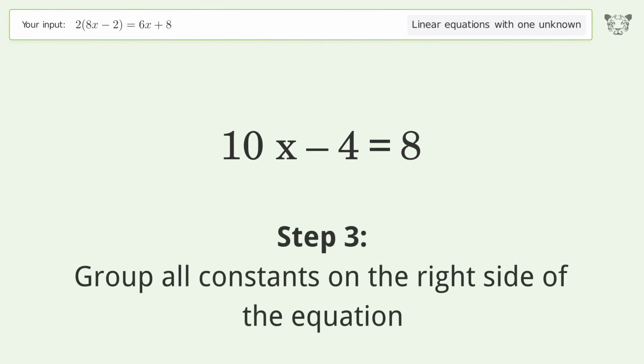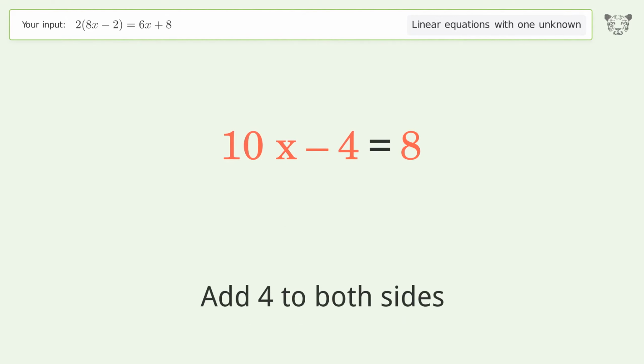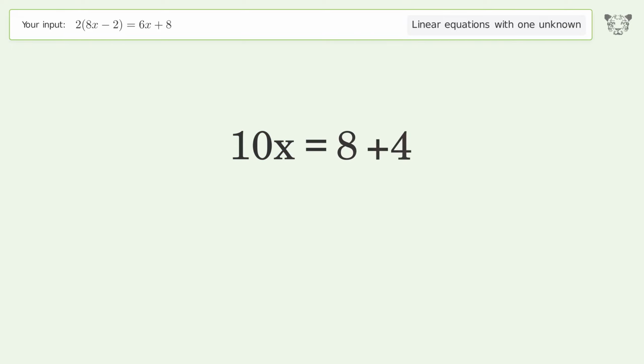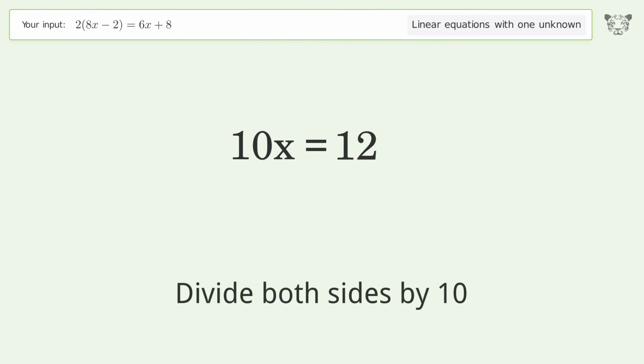Group all constants on the right side of the equation. Add 4 to both sides. Simplify the arithmetic. Isolate the x. Divide both sides by 10.